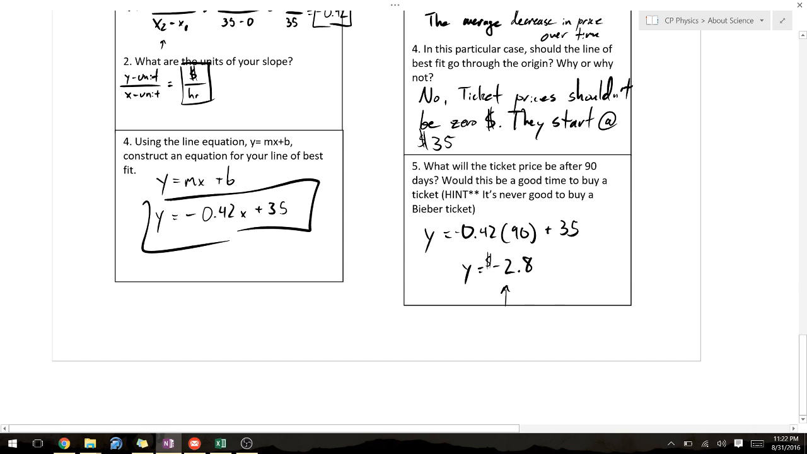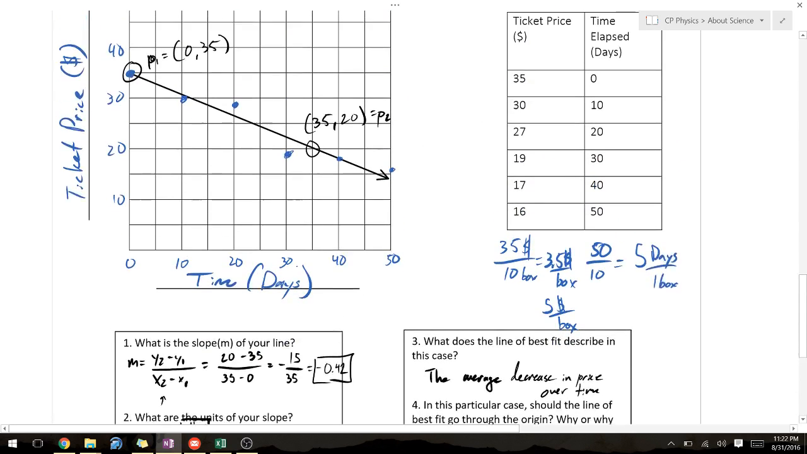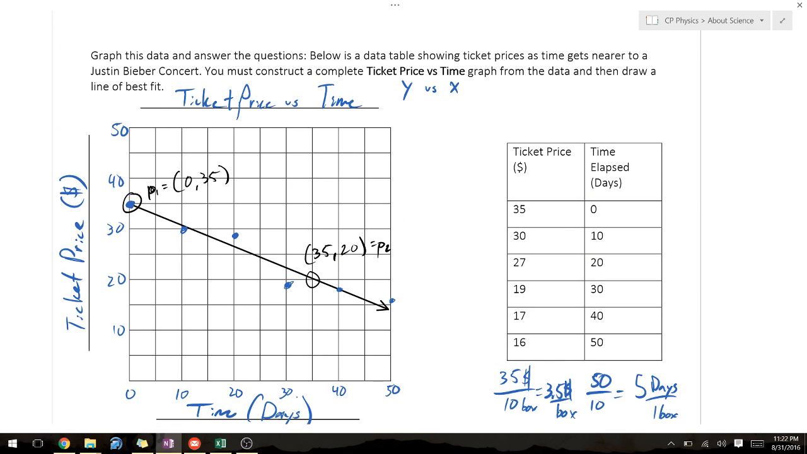It's saying that if this was a positive 2.8, it would cost $2.8 to buy this concert ticket. But if it's a negative, they're actually just trying to get people to go and show up to this concert, to make it look like it's packed. Or at least that could be an explanation for that.